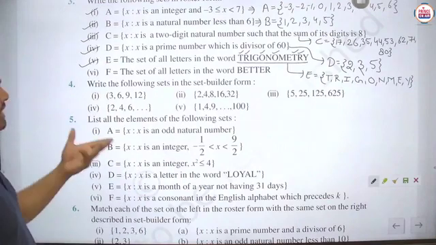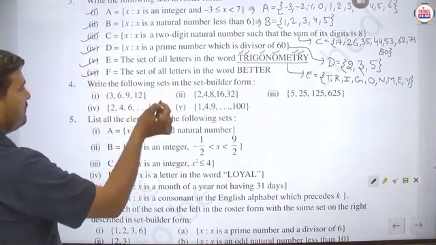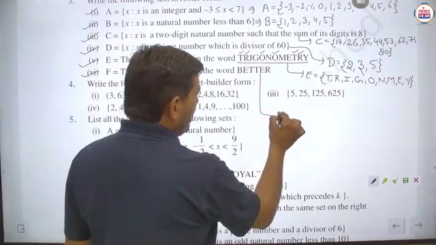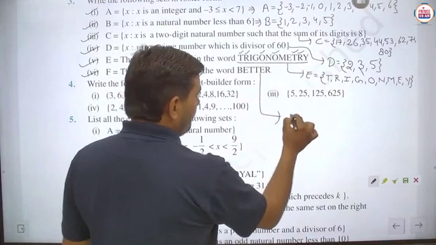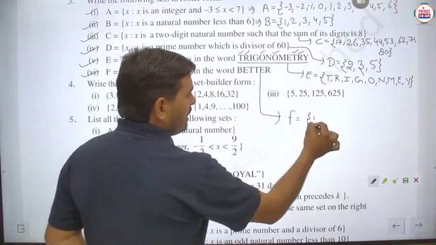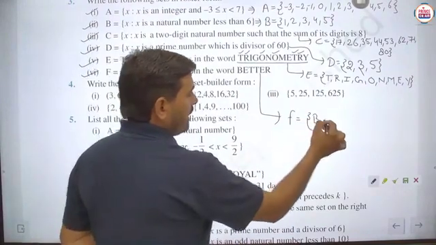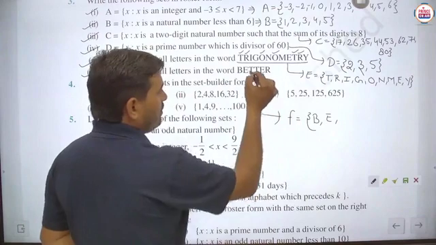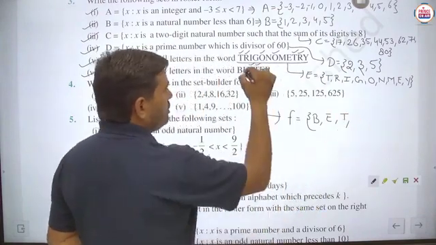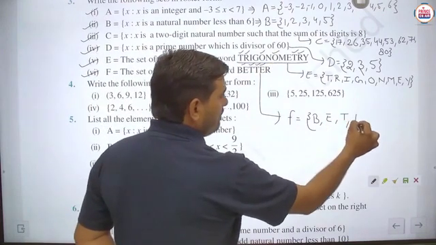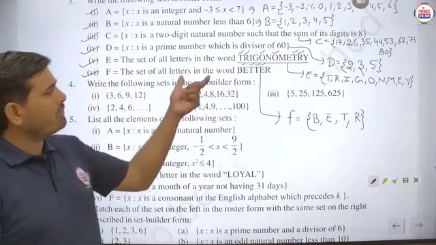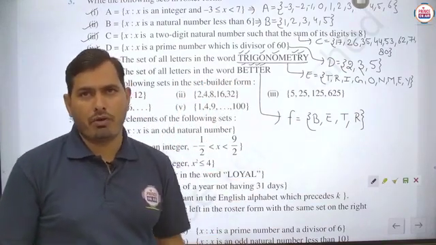The next is again the same question, F, the set of all letters in the word better. Is it clear? So if we have to provide the answer of this question here, then for F we have to write, first of all, the letter B, then the letter E, then T; both T are the same, so we only write one T. Again E will get repeated here, means no requirement to write E again, only R is to be mentioned. Means this is the answer of this particular set builder form to the roster form. Is it clear?